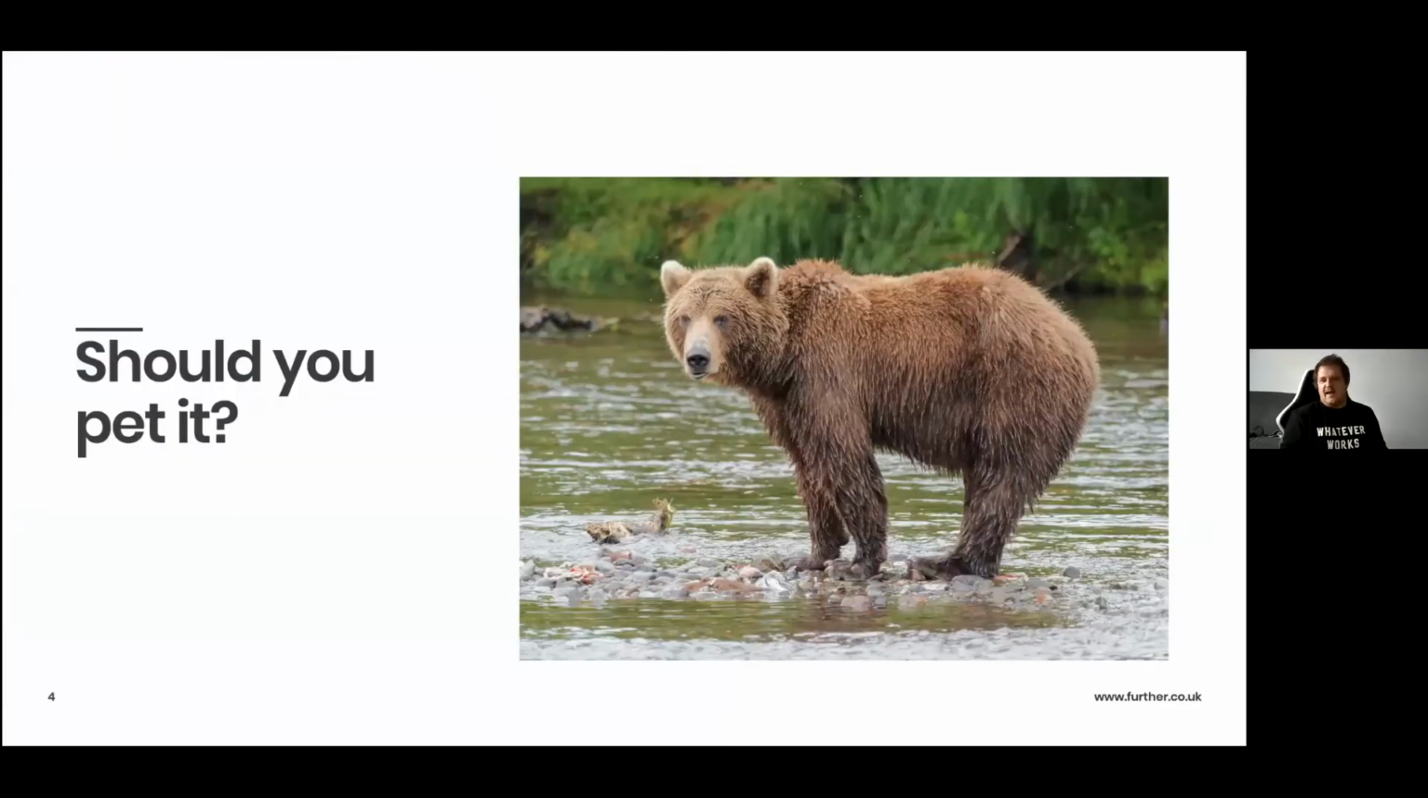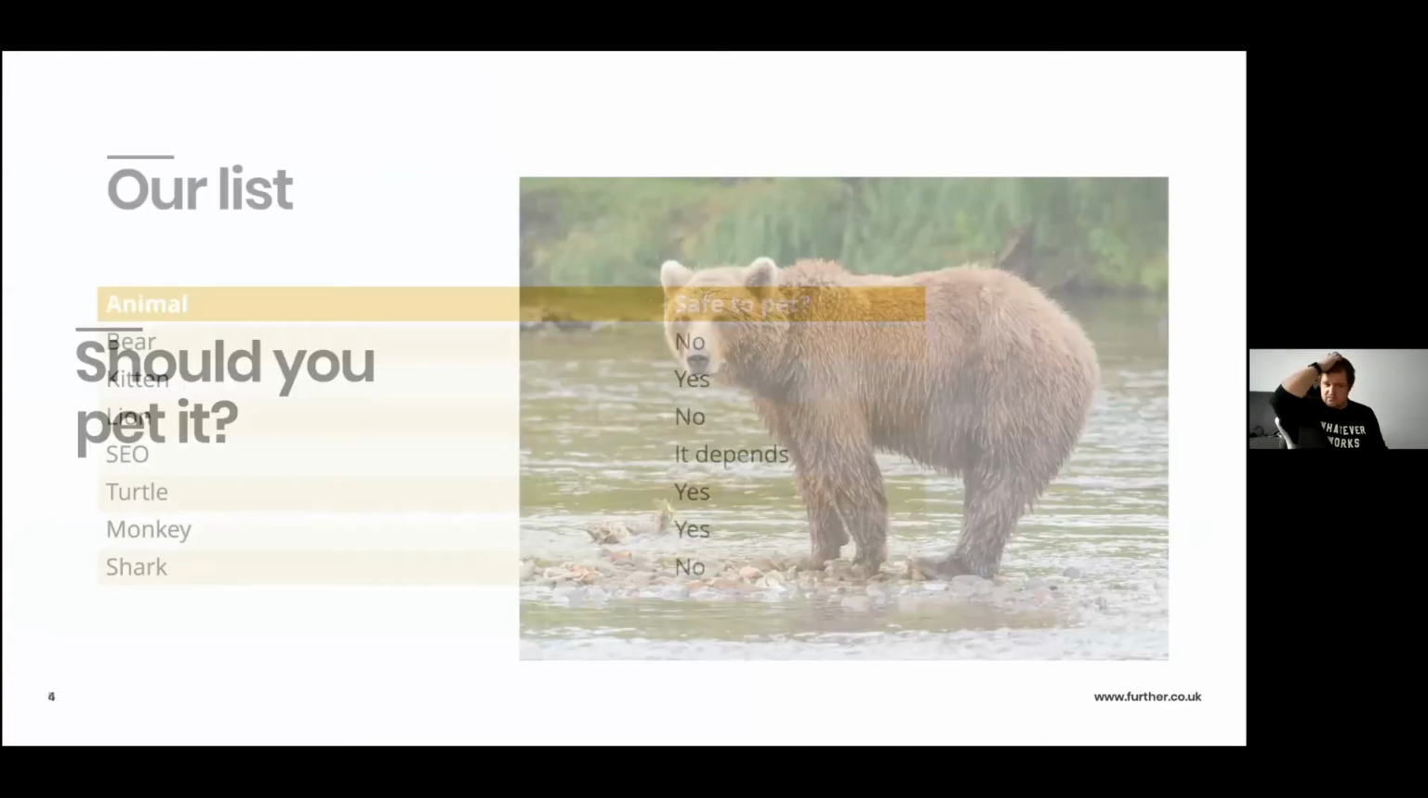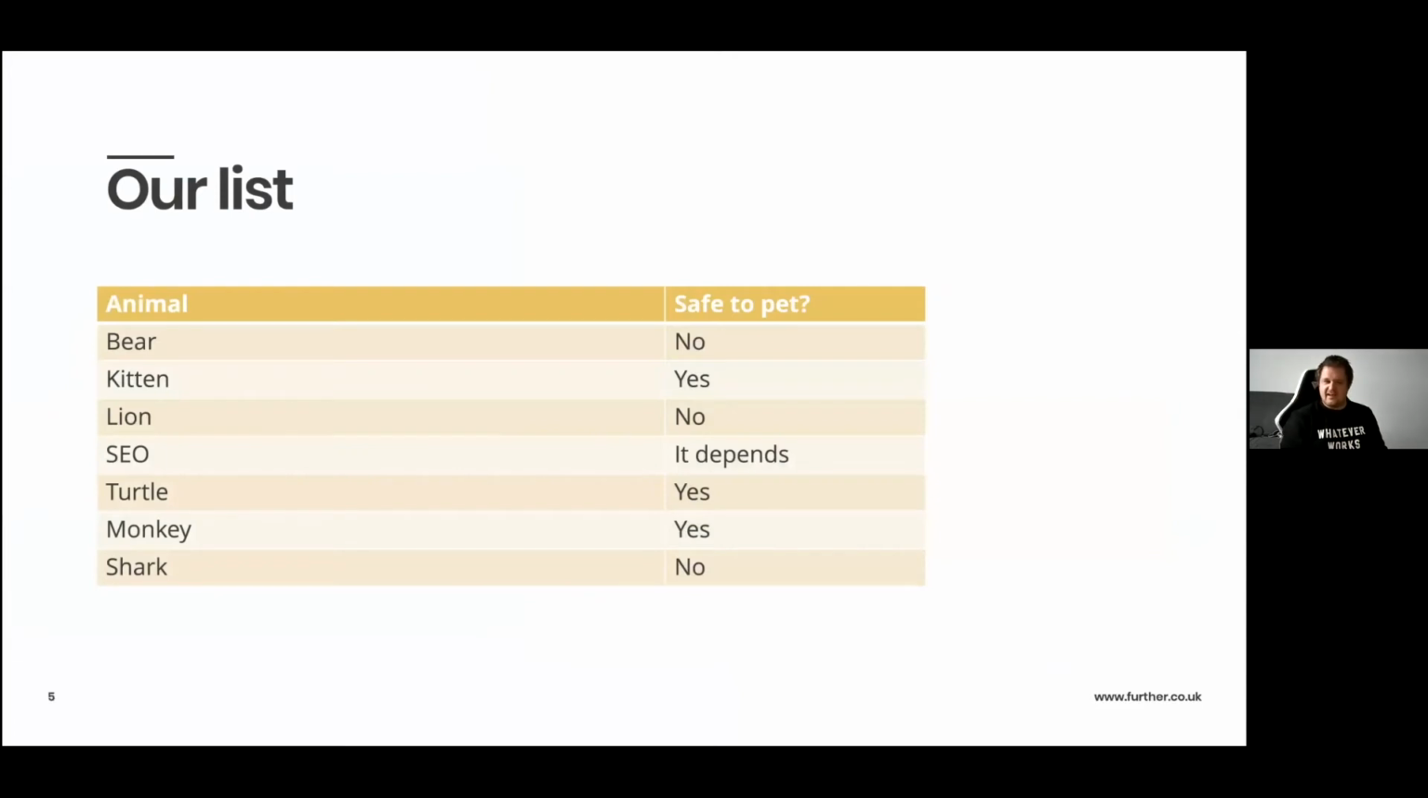Should you pet this bear? Probably not. Probably not the smartest idea. And that's what our pretend app is going to try and figure out. Now, the first thing you need to do if you wanted to create an app that does that is start coming up with a list, right? So you'd have a database and you'd say, can you pet a bear? No. Can you pet a kitten? Yes. So on and so forth. So you'd have this big list of everything you've got. Should you pet it? Yes or no?